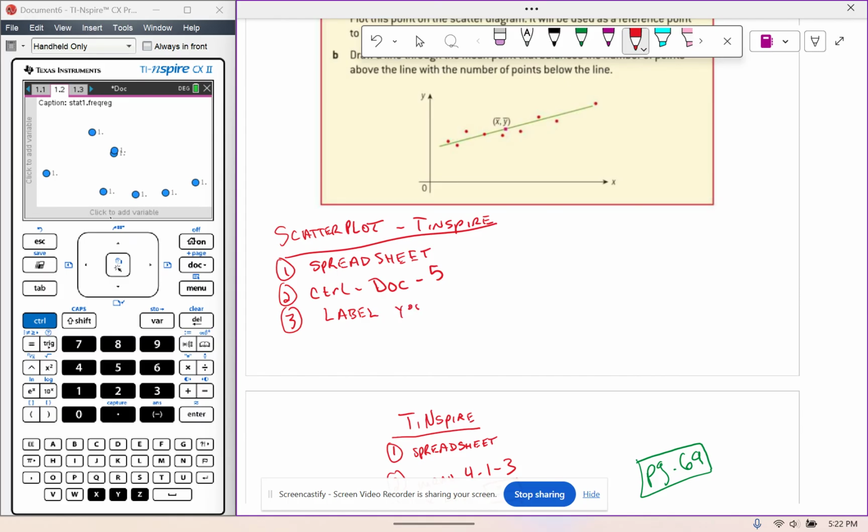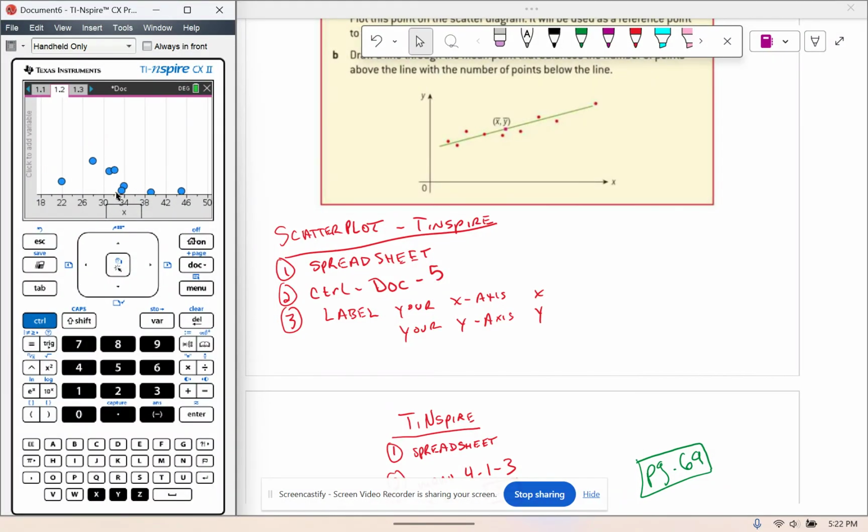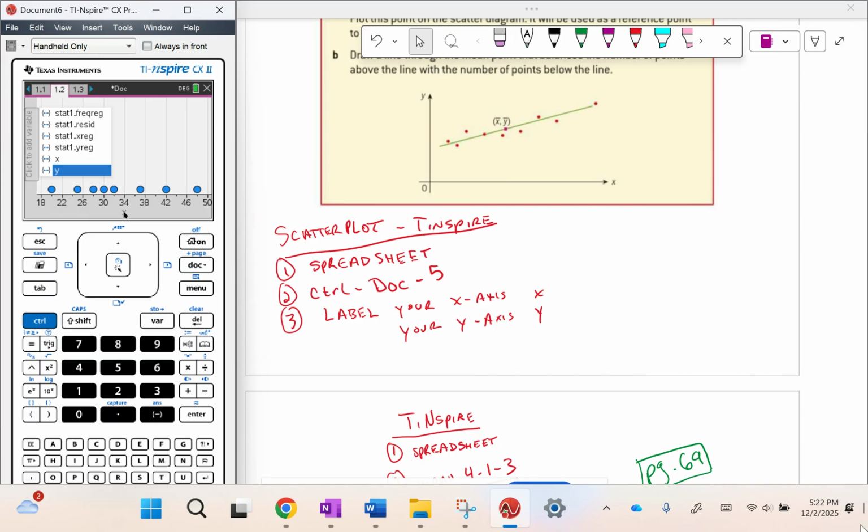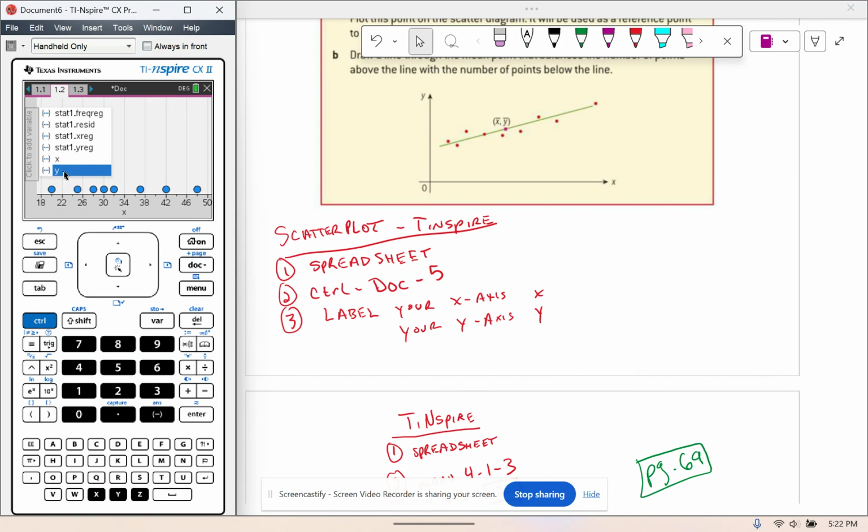your x-axis X and label your y-axis, big surprise, Y. So I'm going to go to my x-axis, I click down here, and I am going to select the X. And now it starts moving my data around. And then at my y-axis, I'm going to put a Y.